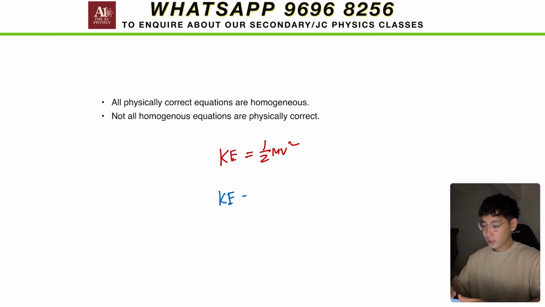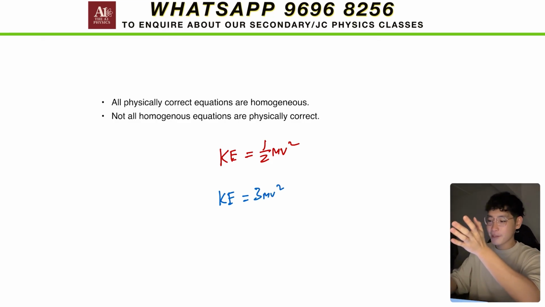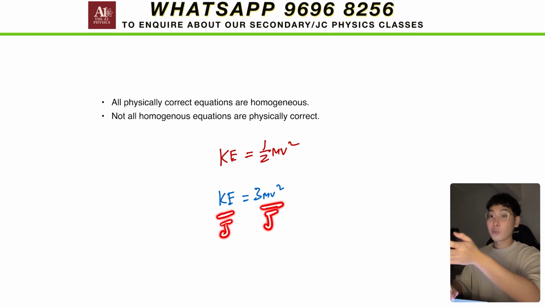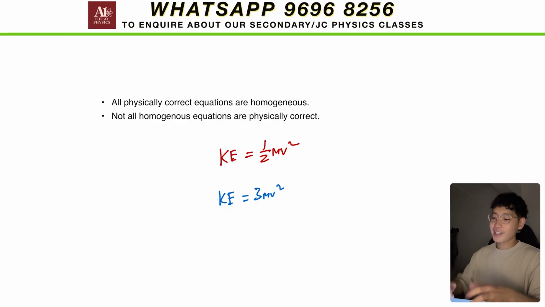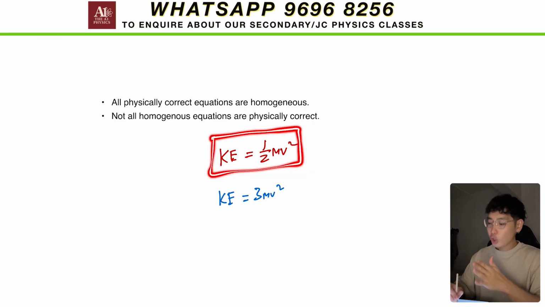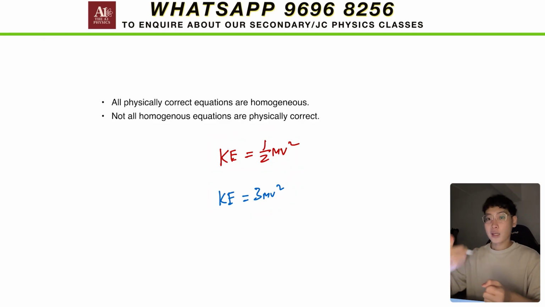But for example, if you write an equation like KE equals 3mv squared, right? Obviously this formula is not correct because we know that KE must be equal to half mv squared, even though this equation is technically homogeneous. Both sides have the same unit, which is joules, but it still doesn't make the equation physically correct, right? Because we know that in the real world, kinetic energy is half mv squared. So that's what it means by all physically correct equations are homogeneous, but not all homogeneous equations are considered to be physically correct. So this one is just a side note for you to take note of.